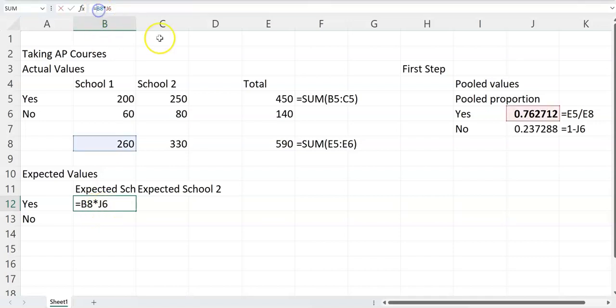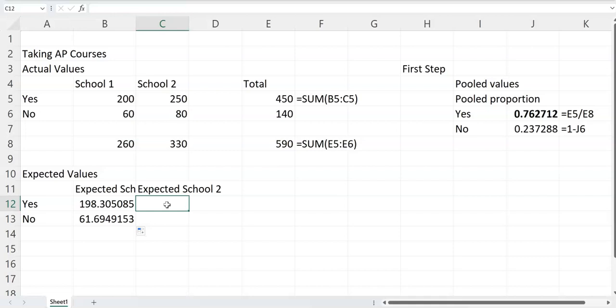Because we're using the same B8, I can pull this as a constant and just pull it down here. So instead of 60, which is the actual value, the expected value is 61.69. For the second school, we would do the same thing. We have 330 students, and if 76% did that, it would have been 251 students who took the course, and for no it would be 78. I'm just going to write the formula right next to these two. So now we calculated the expected values for those two schools.